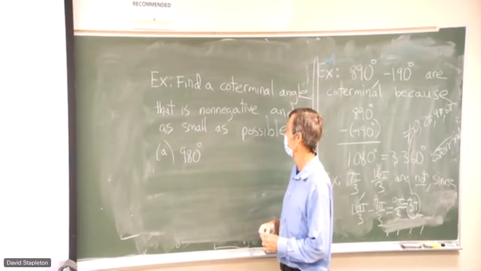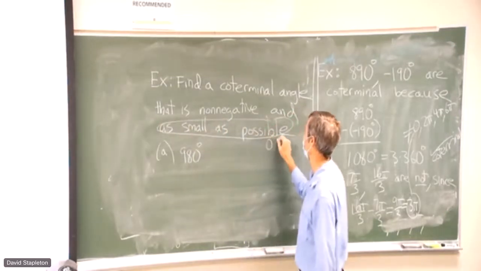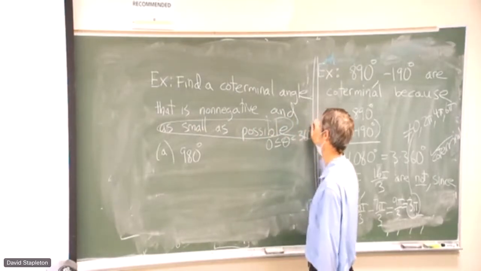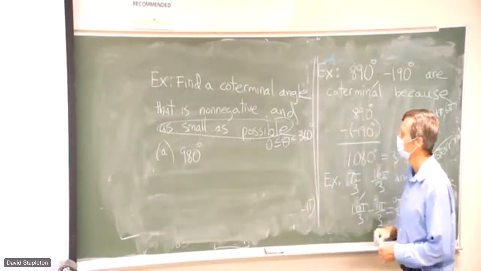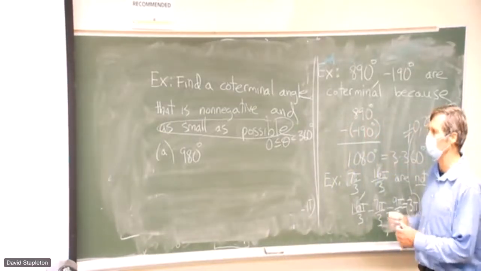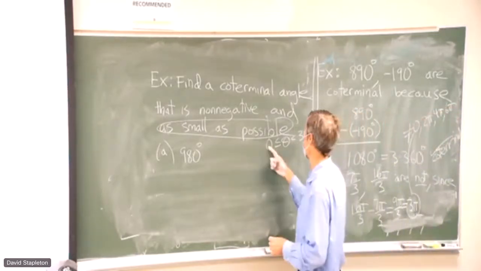And the idea is as small as possible means you're always going to find an angle between 0 and 360 degrees, less than 360. That'll be the smallest possible, always between those. So what you do is you just keep subtracting multiples of 360, we're saying, until you get an angle between 0 and 360.